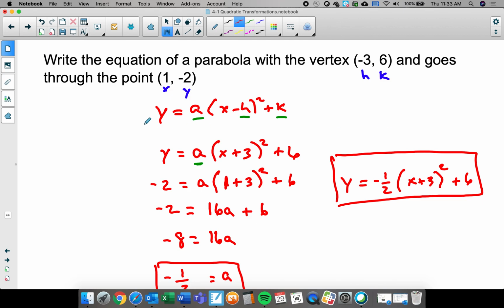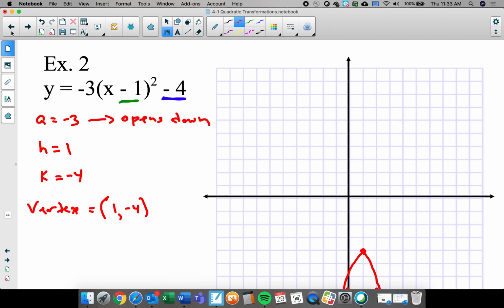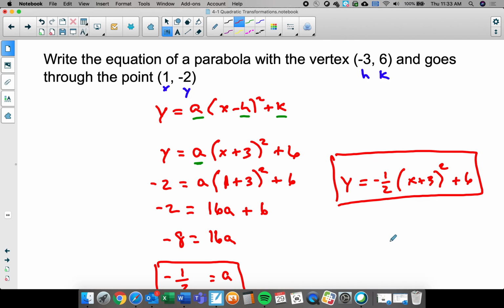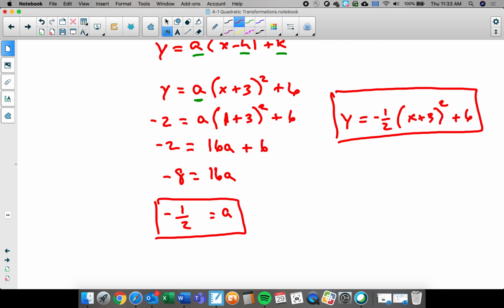Okay? So in this, we're looking at vertex form, how to take something that's in vertex form and graph it, or how to take some information from the graph and come up with the equation. Okay? So that's what we're taking a look at.